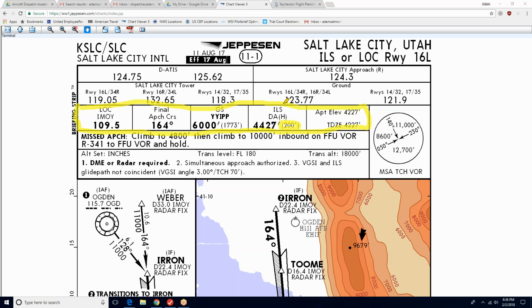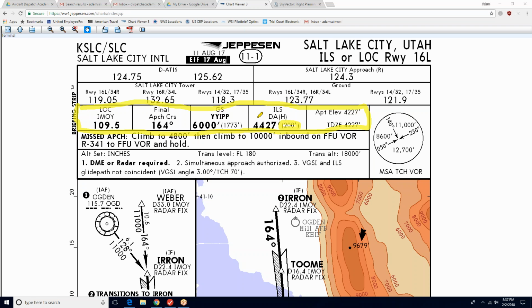Now, if it were really bad weather and the ILS gives them this guidance down to 200 feet, once they get to that 200 feet point, they have to make a decision. Either they can see the runway and continue down and land. If they cannot see the runway, then they execute what's called a missed approach at that point.